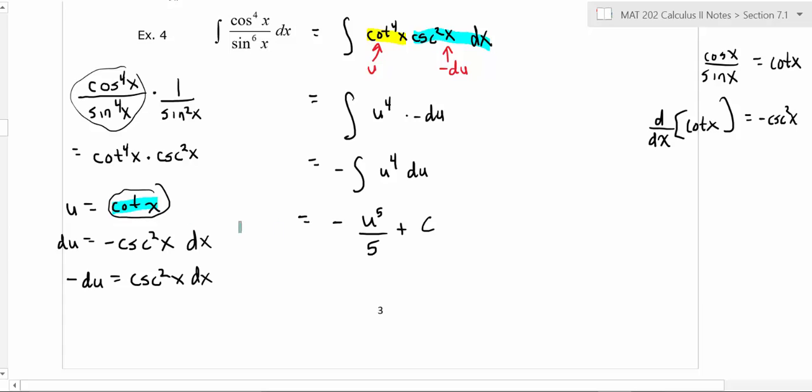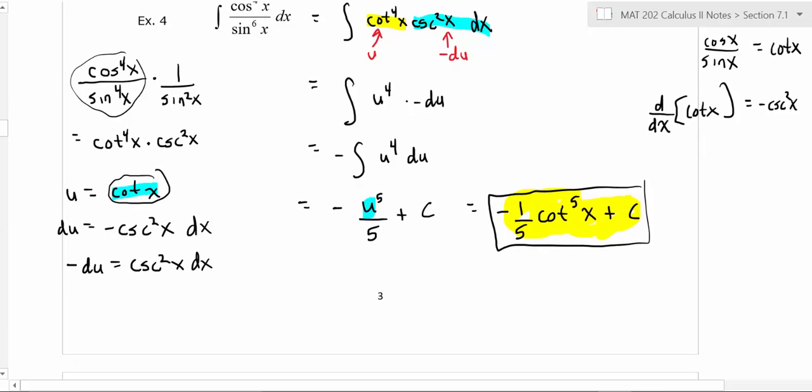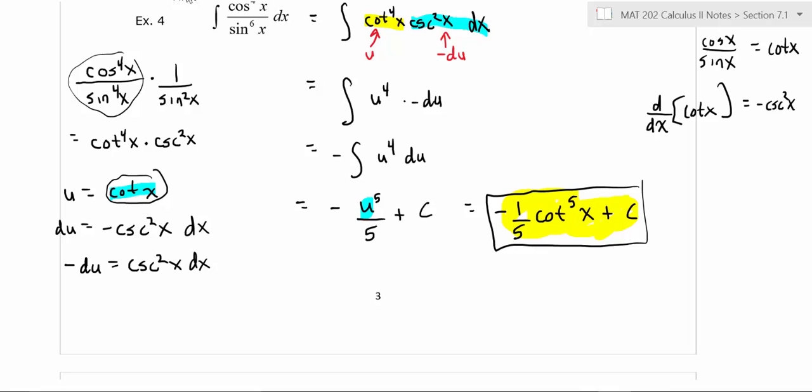So u is this, so plug the u back in, so your final answer to the problem would be negative 1/5 cotangent fifth x plus c. Okay, so that would be the solution to that problem. Now we can do a quick check. I'm going to go ahead and do a quick check, just to remind you how to do this.